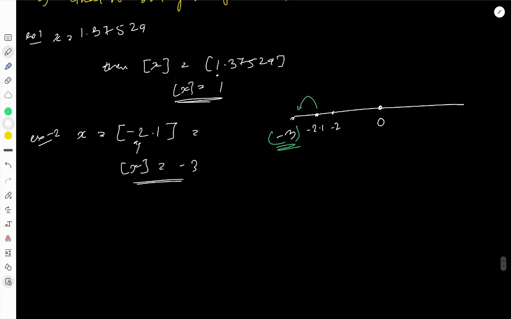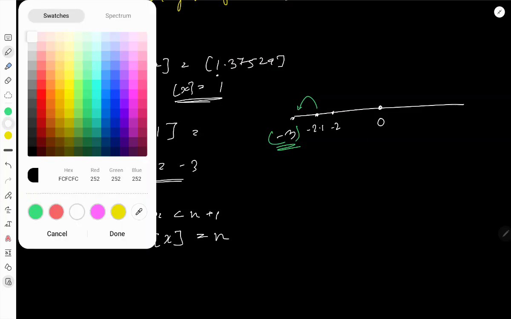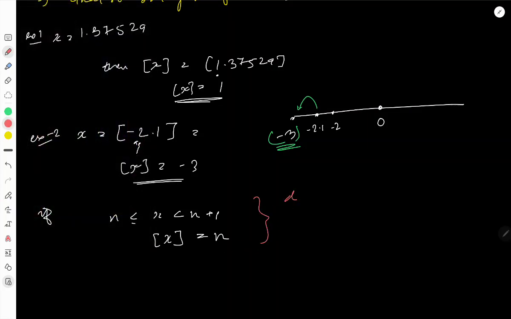And the range of x, if x is a real number and n and n plus 1 are such that x lies between them like this, then we can say that the box of x is equal to n. This is how we have defined the greatest integer function. This is my shortcut for writing it.